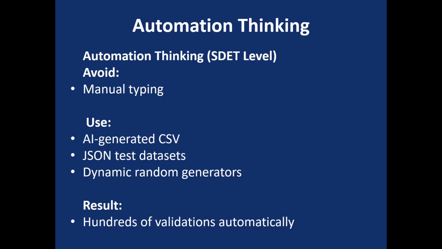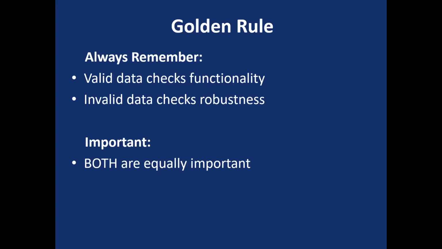Now from the automation thinking, the SDET level perspective, think automation instead of manually typing. Use cases like AI generated CSV and JSON test datasets, dynamic random generators, and then run hundreds of validations automatically. The pro tip is to always remember, team, valid data checks functionality and invalid data checks robustness. Both are equally important.